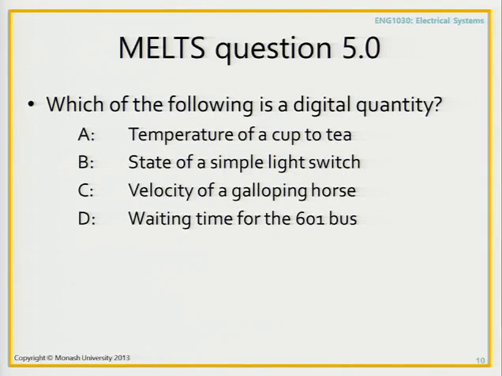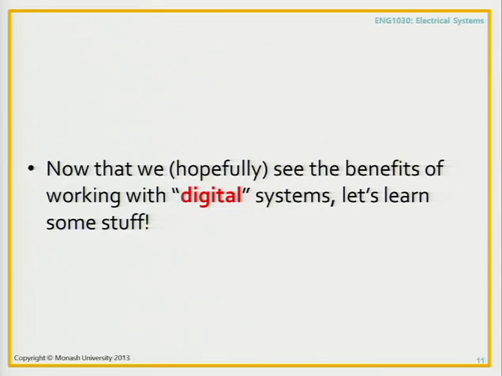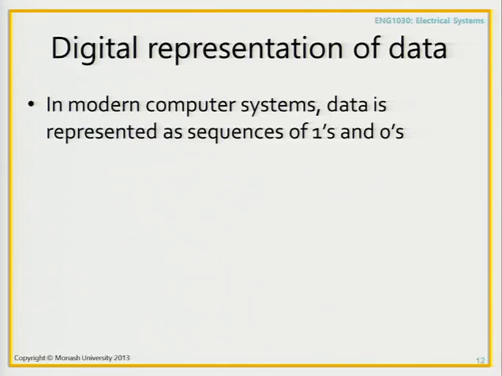Continuous being analog. Okay, so now with that definition out of the way, let's learn about some actual circuits and what happens when we try to introduce this digital theory into electrical engineering. Instead of representing data as continuous signals, modern computer systems now represent everything as sequences of ones and zeros.